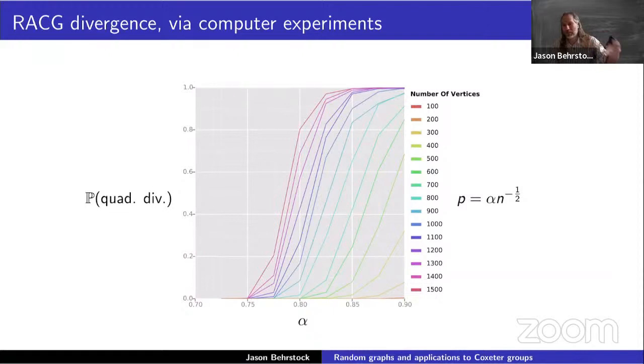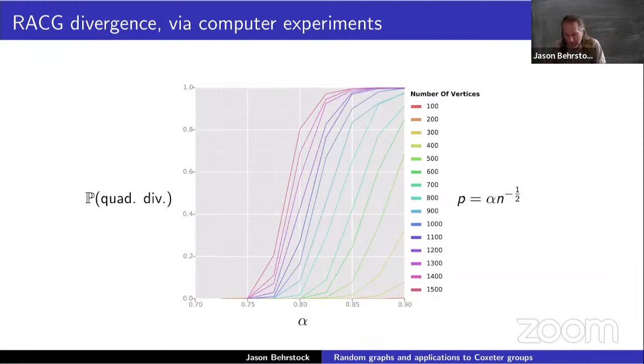You can see that the bands are not that tight. These are low numbers of vertices, but this took like 10,000 hours to run on a cluster of computers. It took a very long time, but we could only get up to 1,500 vertices. But you can see the suggestive picture that these lines are getting quite steep, and they seem to be converging to something.